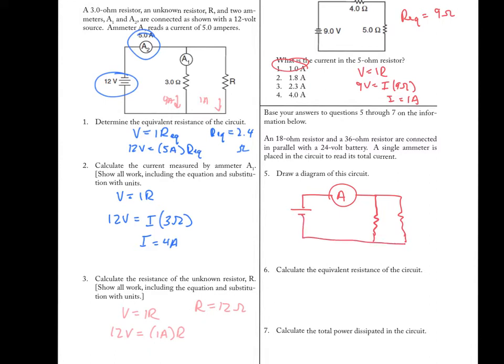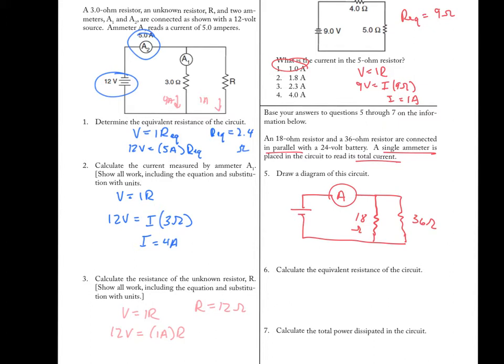Now, why did I draw it this way? First, they said in parallel, the 2 resistors. That's the easy part. Now this single ammeter placed in circuit to read its total current. So the ammeter has to be placed before the branches in order to measure the total current. If you place it inside, you're measuring the current inside that branch.